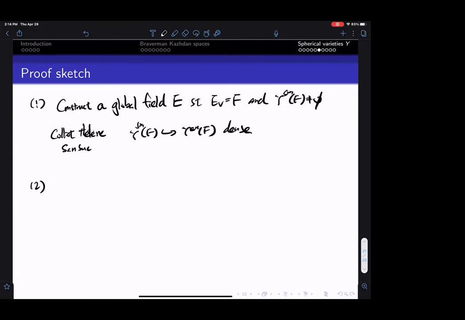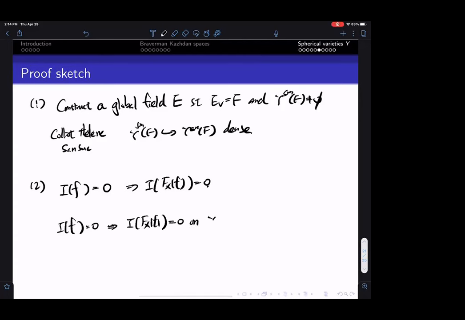The second step is to apply the Poisson summation formula. We want to show that if I_F(f) is zero, then I_F(f^) of X_F is zero. This is done by choosing proper auxiliary functions and applying the Poisson summation formula, so you can show I_F of the transform is zero on the E-rational points. And so by continuity, this is zero. So those are the main steps of this proof.